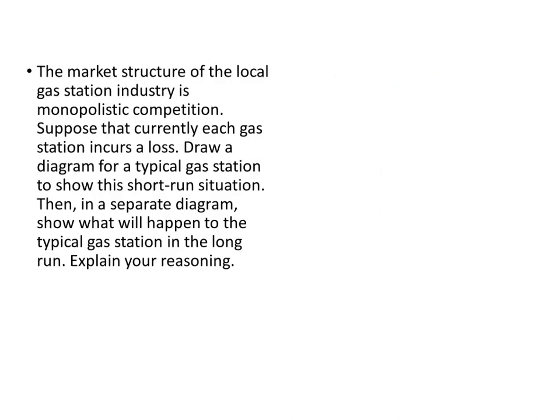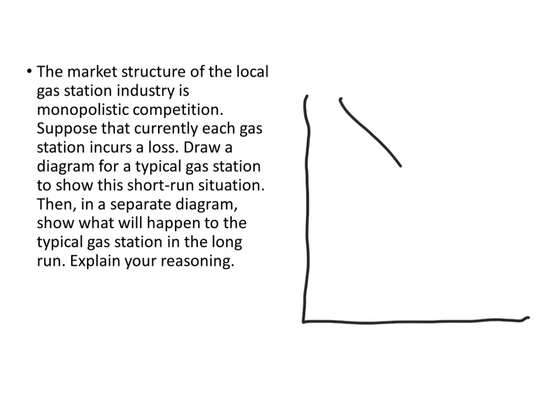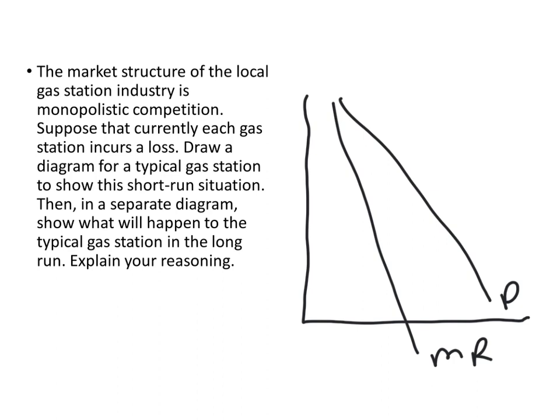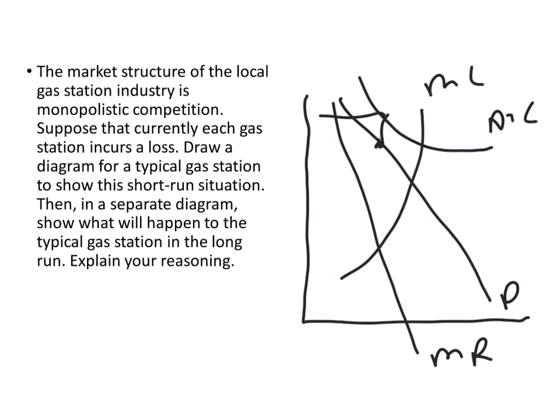Okay, so here we have a gas station in monopolistic competition. We know that each gas station is currently drawing a loss. So let's figure out what that looks like. There's our demand curve, MR, and we know we have the MC, and because this is a loss, we'll draw the ATC like that. Draw the diagram for a typical gas station to show this in the short run. There is going to be a loss about here, so we could even shade that loss. It looks exactly the same as a monopoly. Monopolistic competition graphs exactly the same as monopoly.